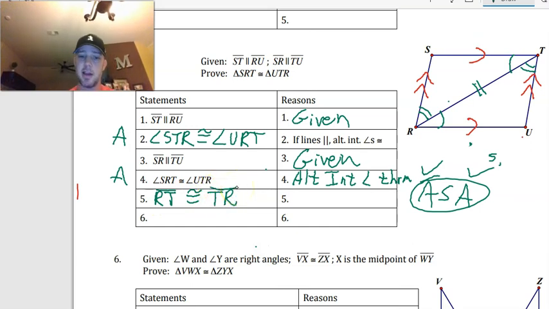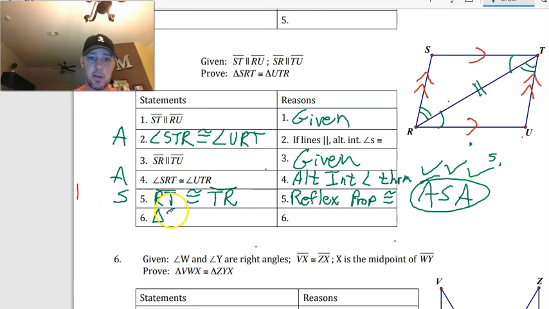And that's a shared side, so we would say reflexive property of congruence again. Abbreviating to save some space, but reflexive property of congruence. This is a congruency statement, so that's the side we are looking for. And now we can say they are congruent. So triangle SRT is congruent to triangle UTR by angle side angle.